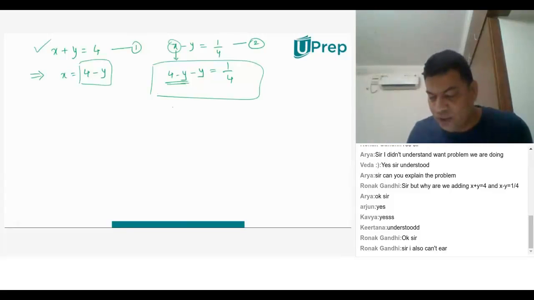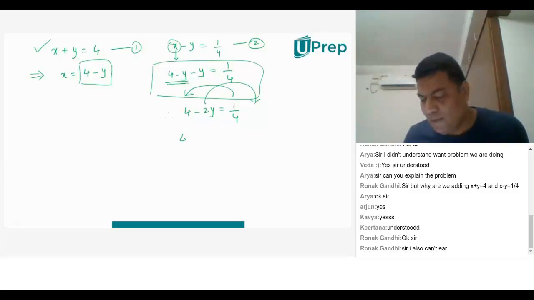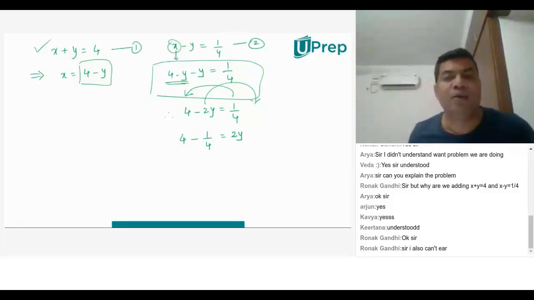Now this leads to 4 minus y minus y, which is 4 minus 2y, equal to 1 by 4. What can I do? I can take this minus 2y on the other side and this 1 by 4 on this side. So 4 minus 1 by 4 is equal to, if this minus 2y goes to the right hand side, 2y. 4 minus 1 by 4 is equal to 2y.